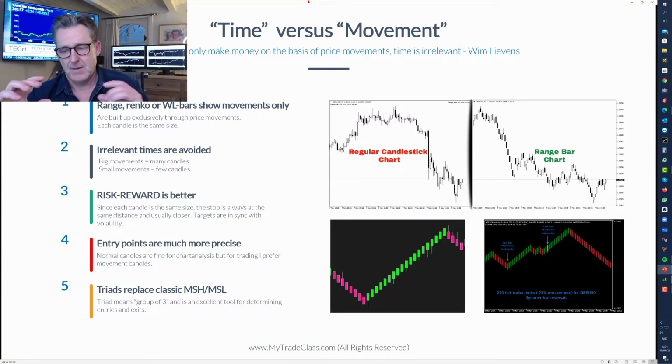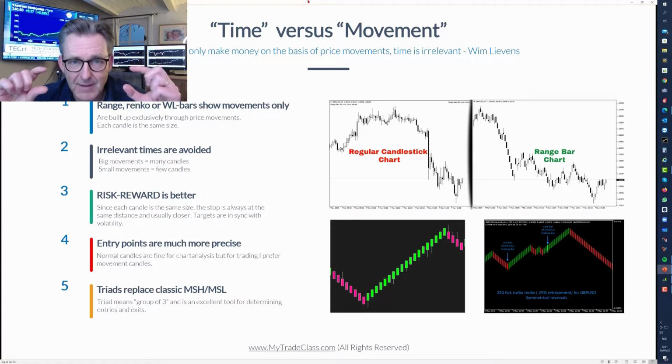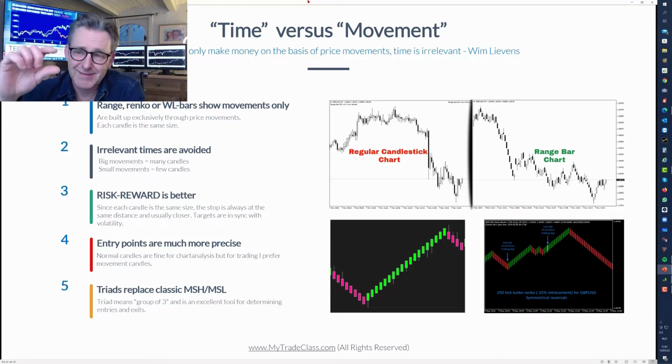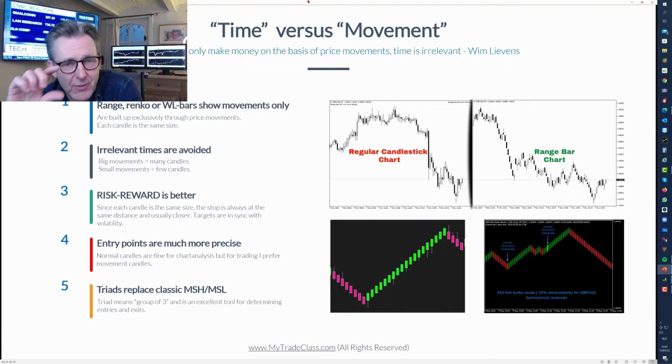Also, since all bars are the same size, pinpointing my entries precisely is a lot better. These bars, these setups are more precise. Also in money management, since I know exactly how tall the bars are, I know exactly what my risk is, and it will always be the same.